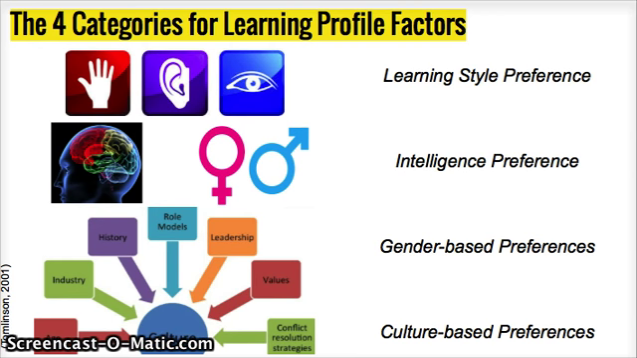There are 4 categories of learning profile factors or preferences that teachers can use to help plan instruction for students: learning style, intelligence, gender-based, or culture-based preferences. Learning style preferences include some popular ones that many of us have heard of, like visual, auditory, and kinesthetic, but there are also some other preferences that can benefit a learner, like whether they are allowed to move around during the activity or whether they have to sit in one spot, or whether the room they're working in is very busy or whether it's more spare.